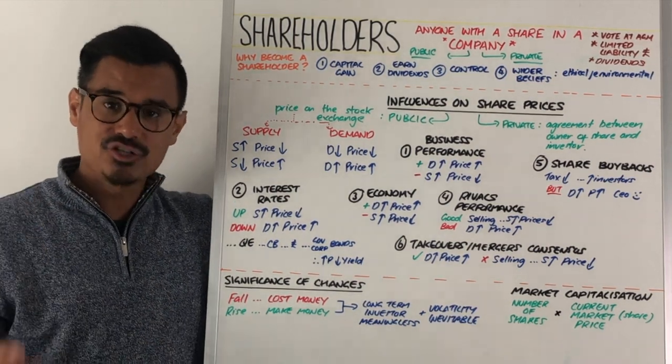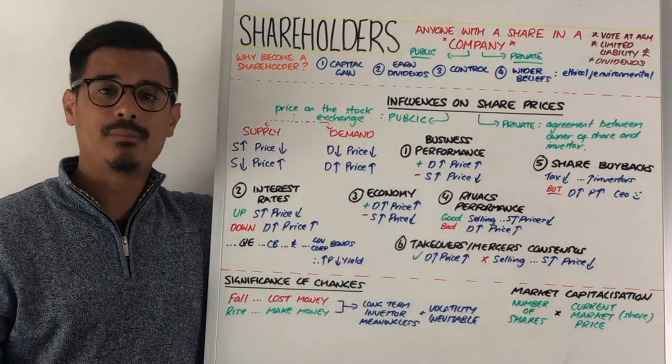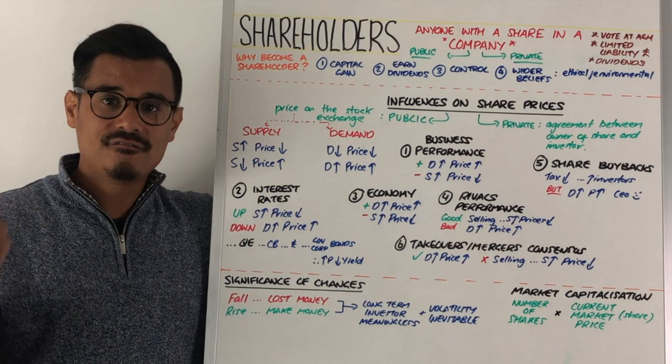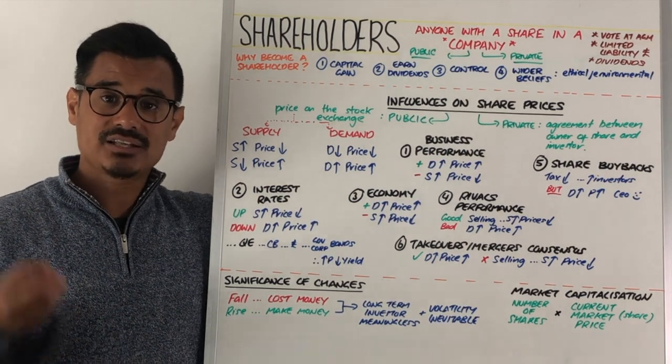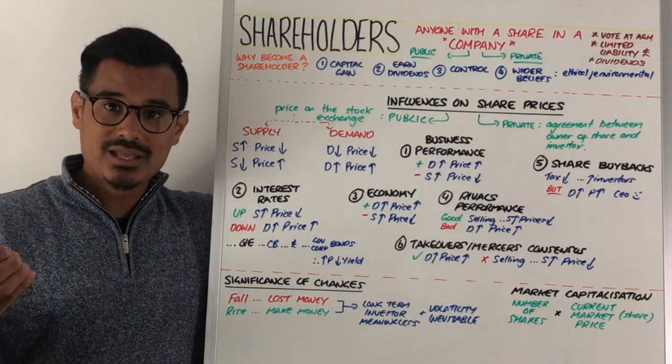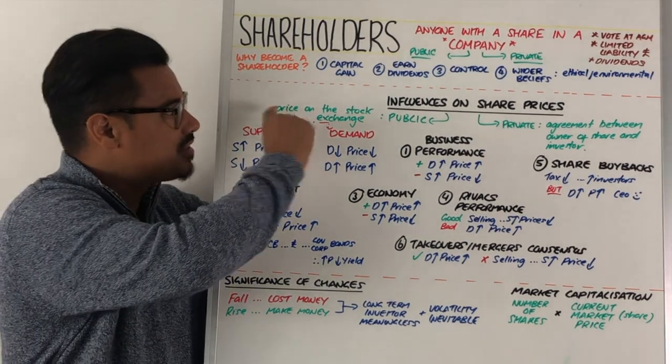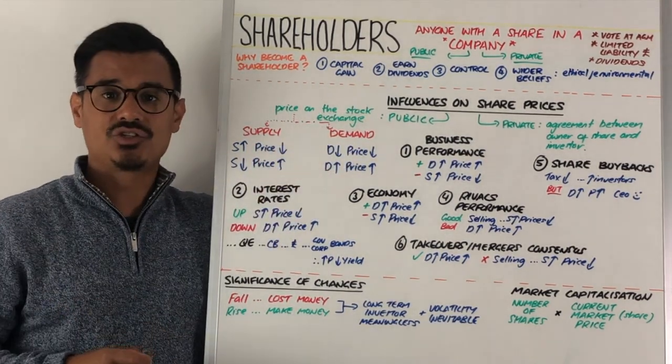But that's different to a public limited company, because a public limited company is on the stock exchange. So it will have various influences that affect its share price. But naturally, it will be derived by supply and demand. So when we're talking about supply and demand, that is what's going to influence the price on the stock exchange.